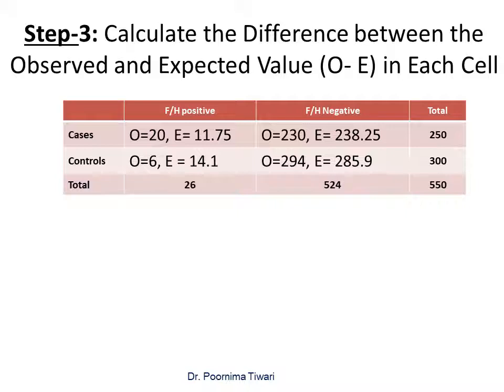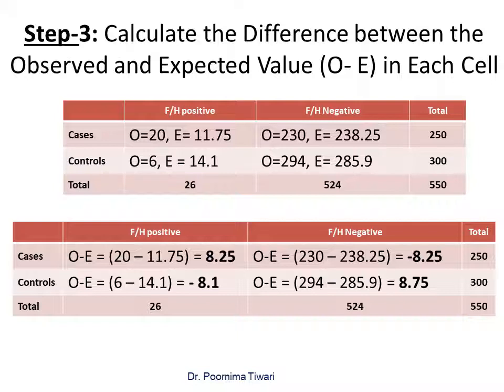Step 3 is to calculate the difference between the observed value and the expected value for each cell. So we calculated the expected value and we have entered the observed value. In the second table below, we have calculated the difference between the observed and expected values for each of the 4 cells.